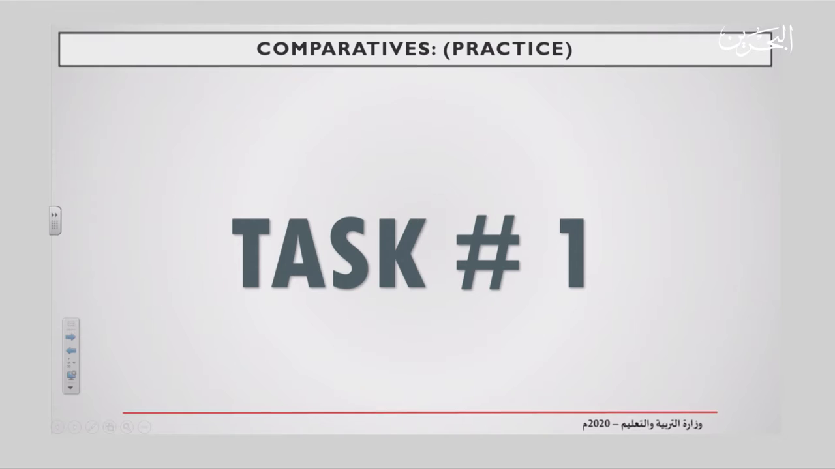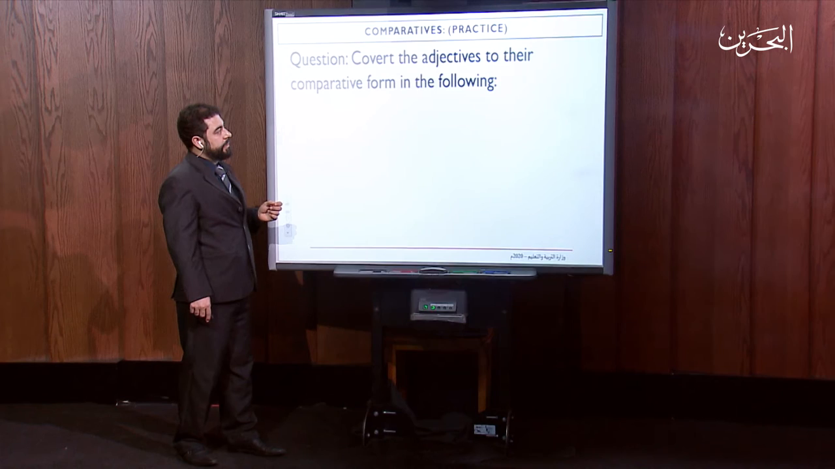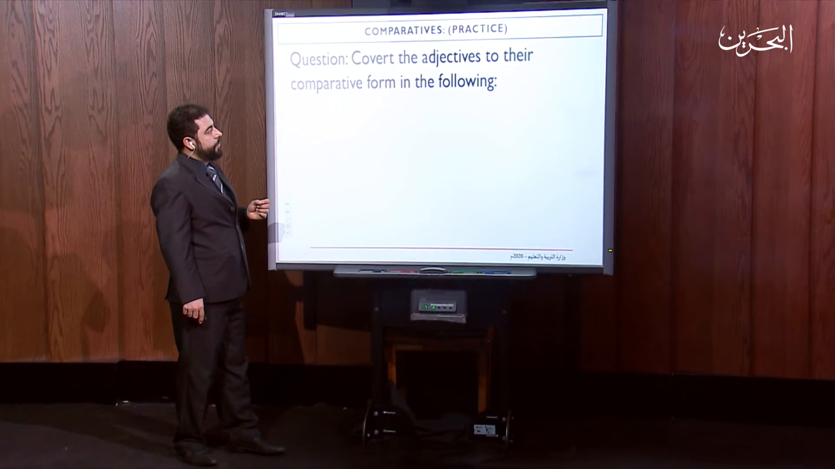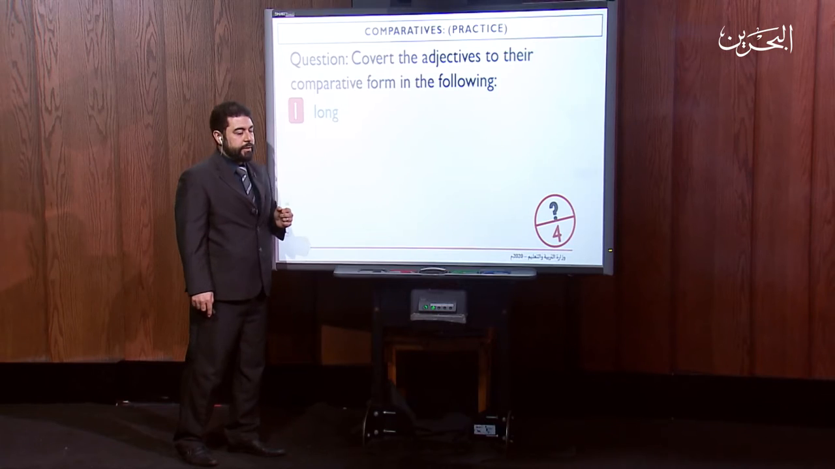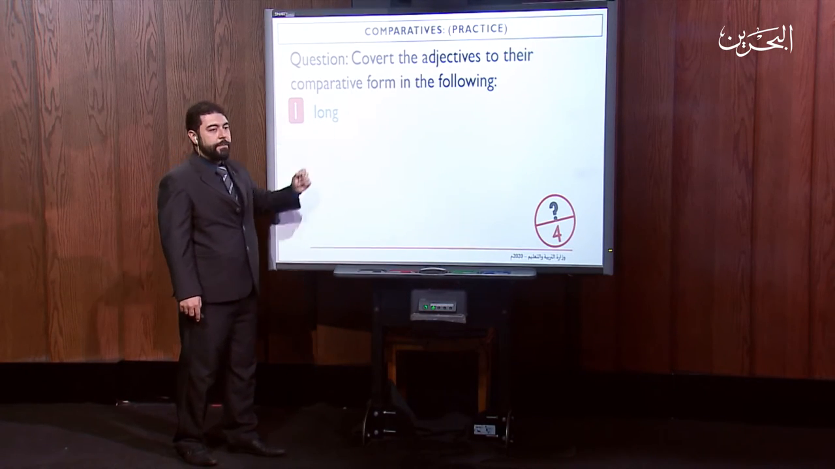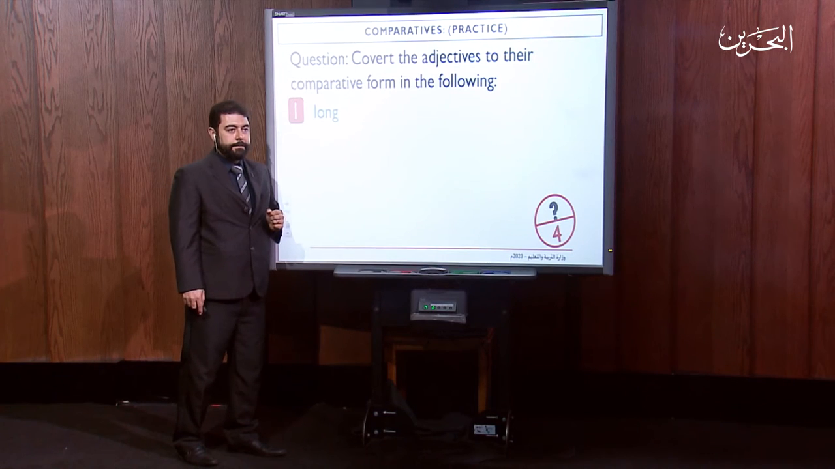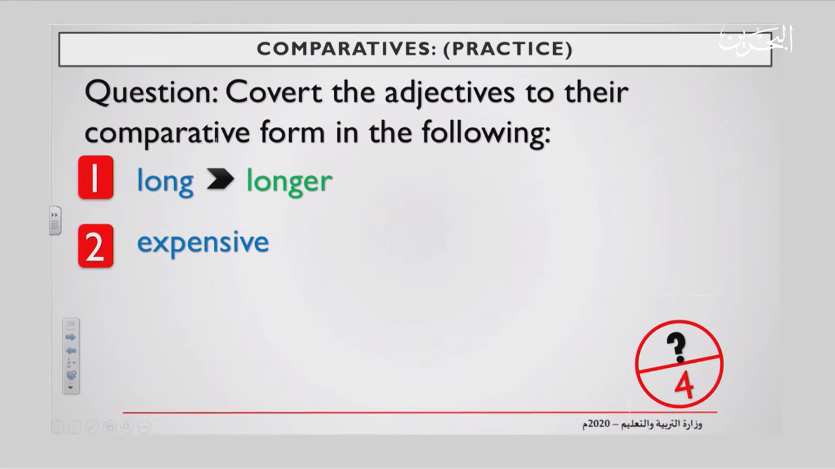You have a task. Convert the adjectives to their comparative form in the following. You have a mark of 4. Question number 1. Long. Change that into a comparative form. All right, let's take a look. Longer, it is a one-syllable adjective. You just add ER. Number 2, expensive.